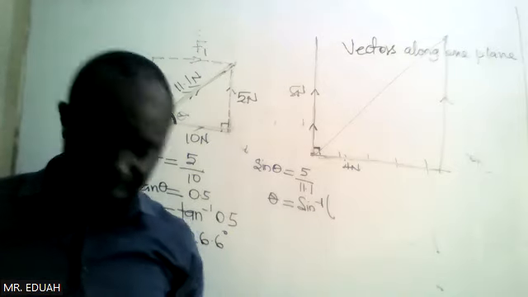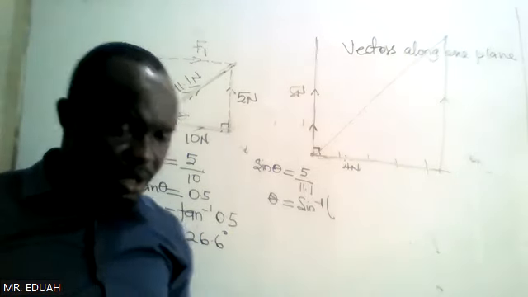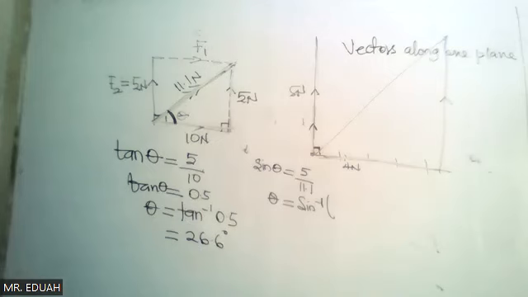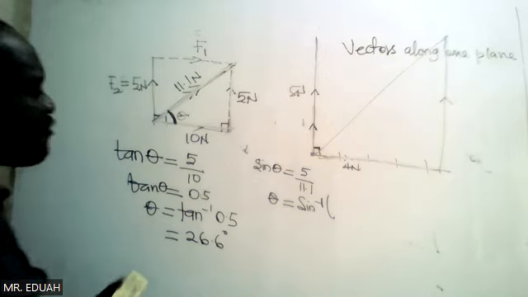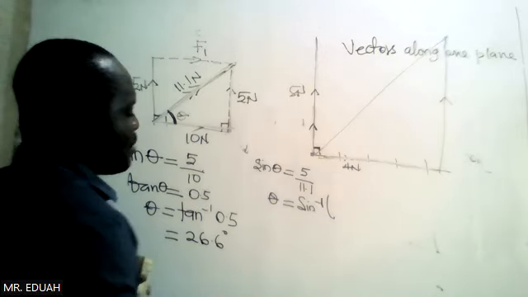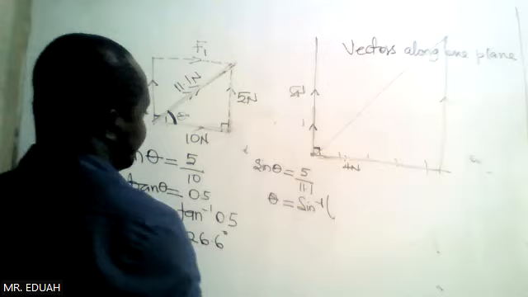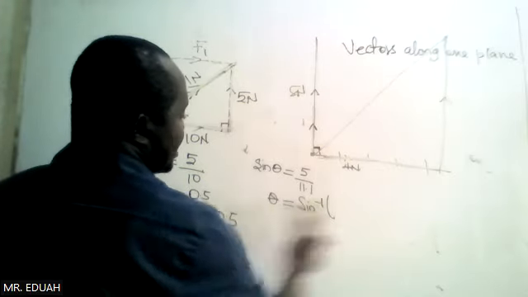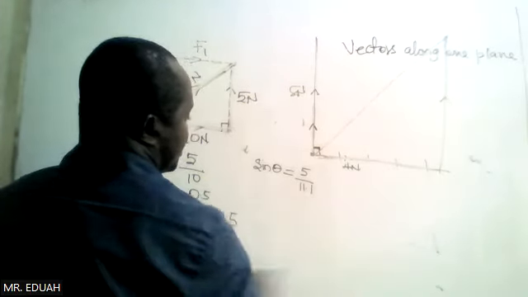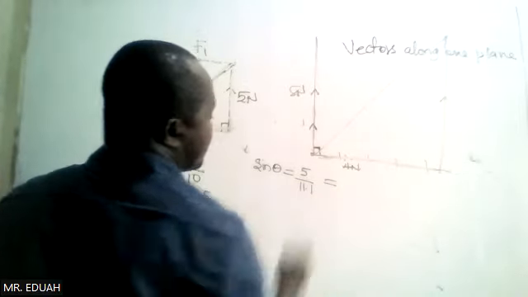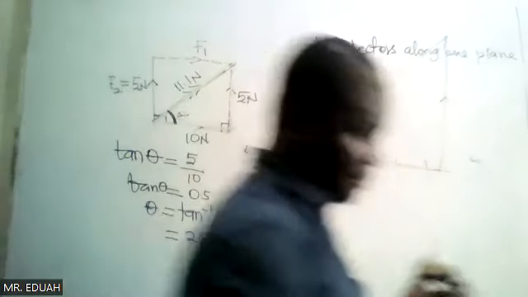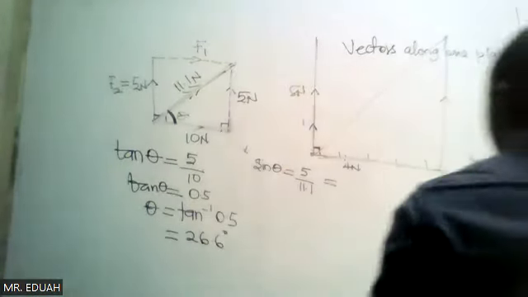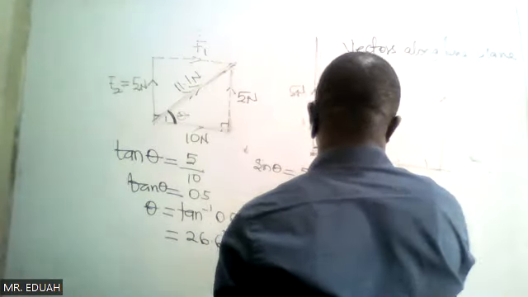Please, I got a different answer. I got 0.46. Maybe you didn't press it well. Okay, divide 5 by 11.1. What is 5 divided by 11.1? 0.45.